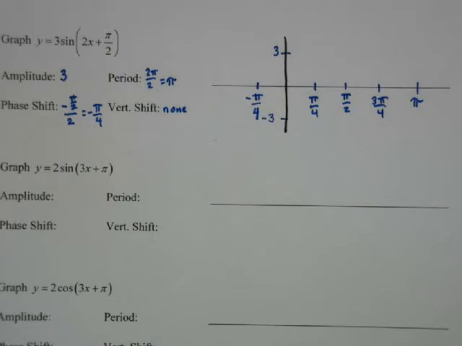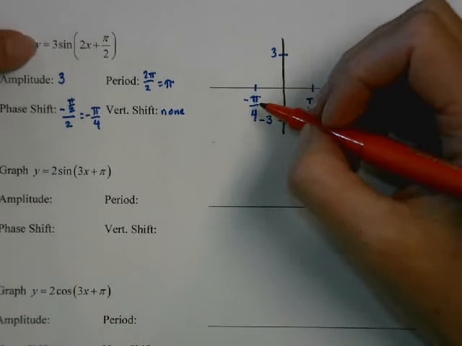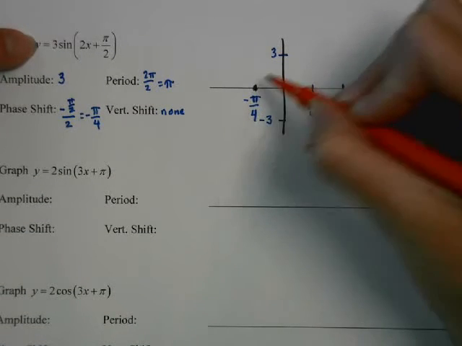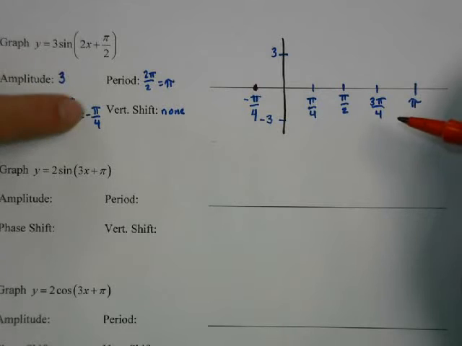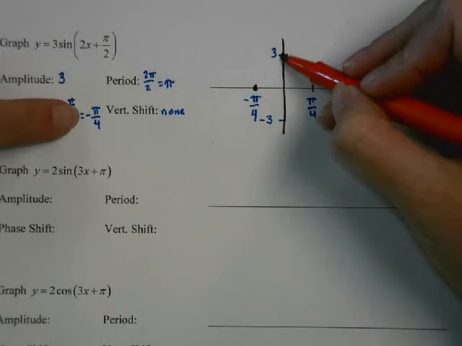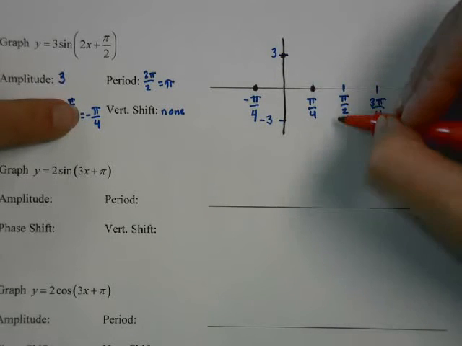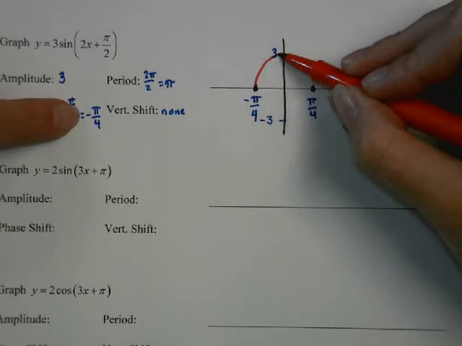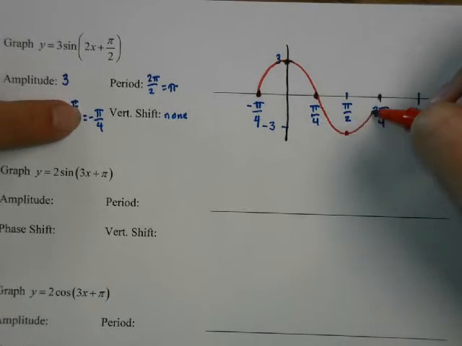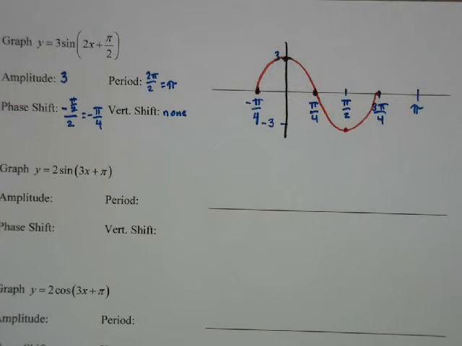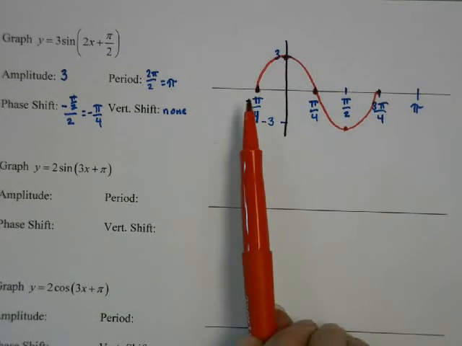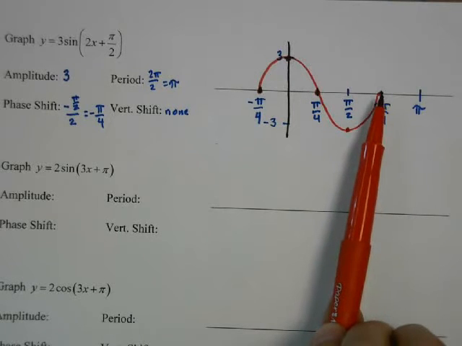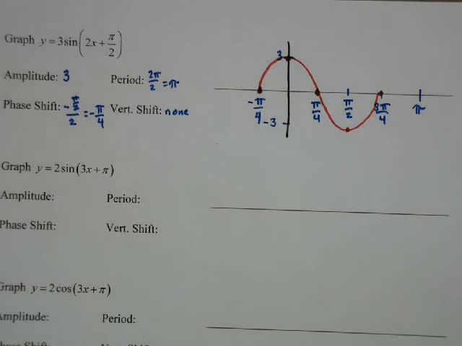We are again graphing sine. So we're going to start at the midline at negative pi over 4. Then we're going to go up, back down to the middle. We have one full cycle of sine. The period is pi, so the distance between negative pi over 4 and 3 pi over 4 is pi. It's just we shifted the whole thing to the left pi over 4.